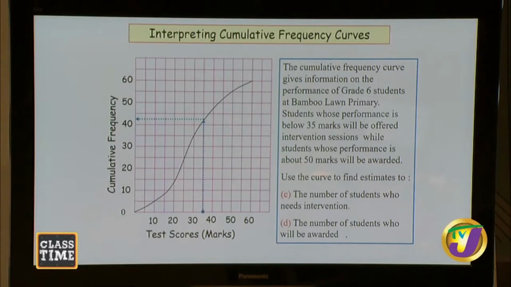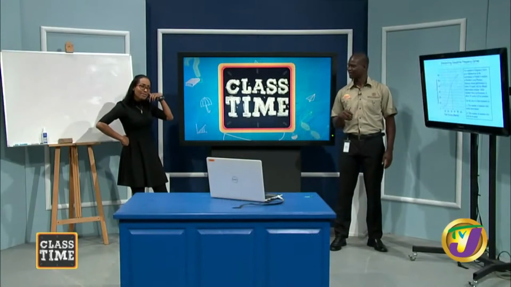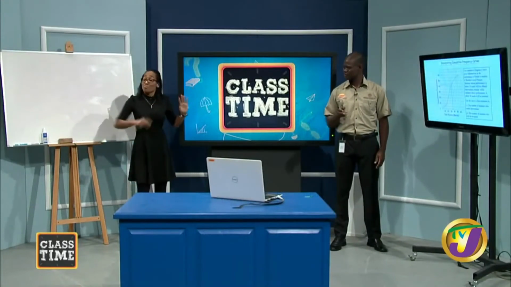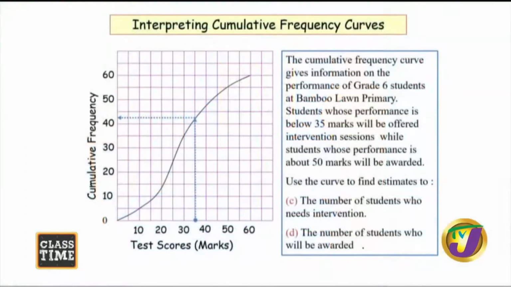But hold on, you can't have half a person. So it can't be 42.5. That means it would be around 42 or 43. So approximately 42 or 43 students would need intervention.